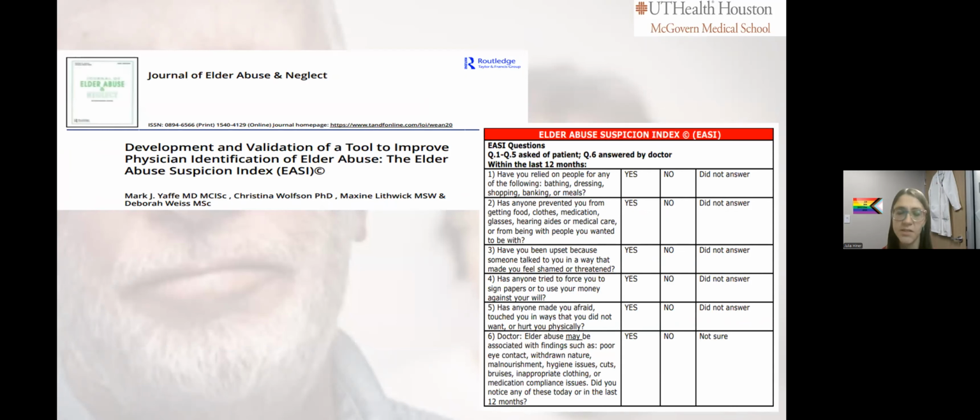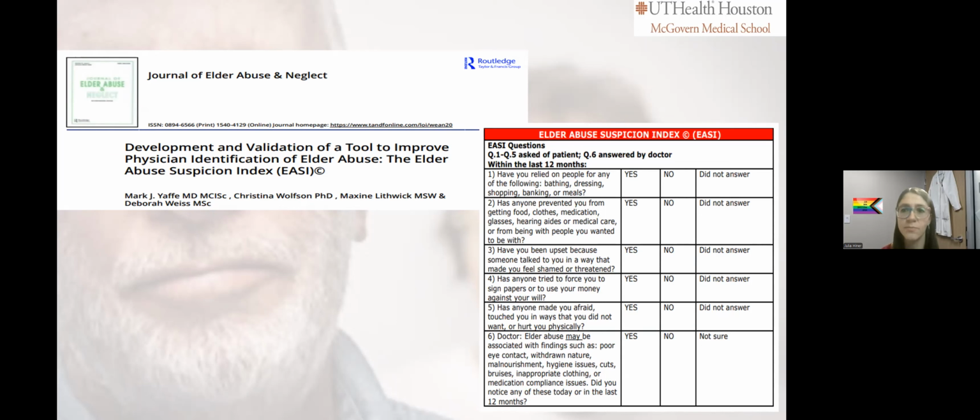There's no gold standard. Each of the tools comes with different criteria about where you should use it and how cognitively impaired or not the patient is allowed to be, and I like the EASY screen because it's 5 questions that you ask, one that you observe. It's yes or no. It just gets the conversation started.